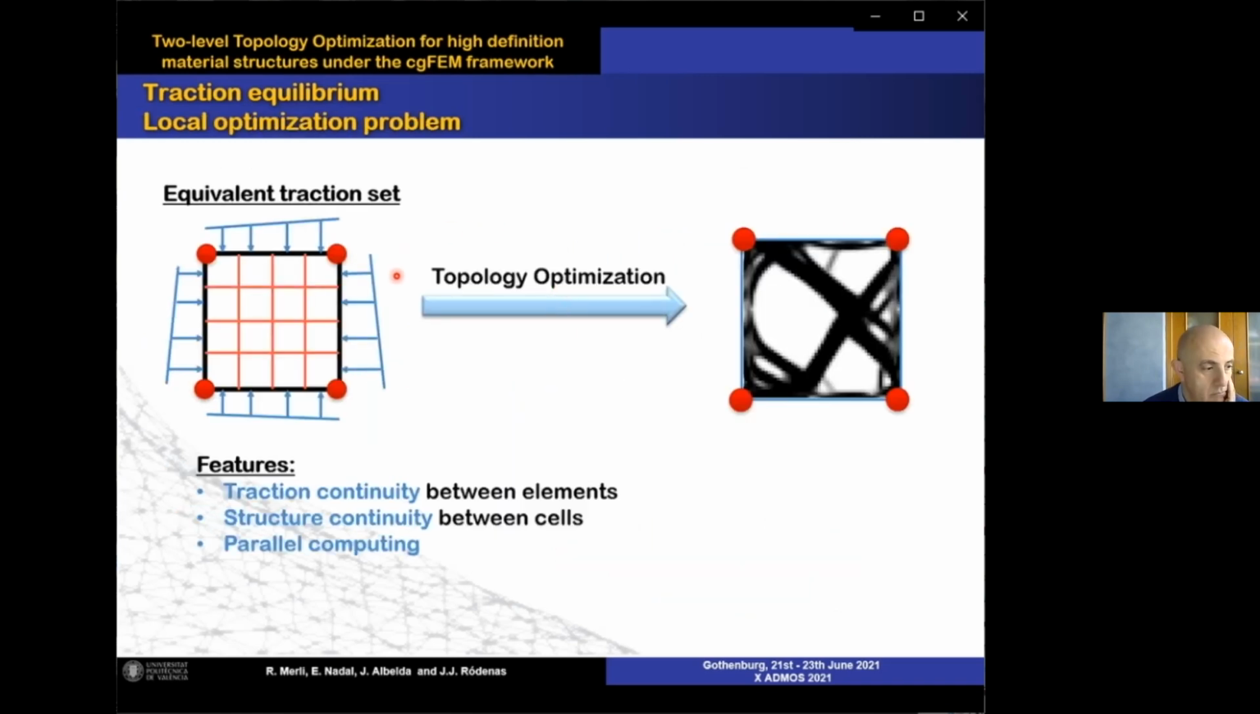Then we run the standard optimization problem, the SIMP for example, and we obtain a topologically optimized structure in each one of the elements or cells of the big structure. Since this traction field is equilibrated with the neighbor element, the structural continuity is smoothly guaranteed. And I can run in parallel each one of the optimization problems for each one of the elements of the big structure.